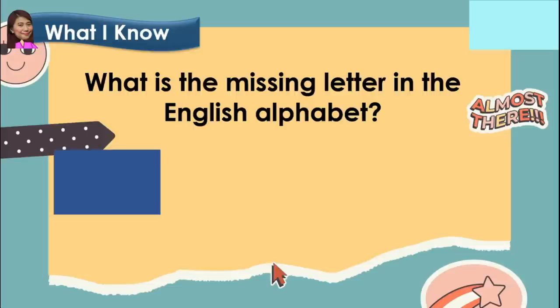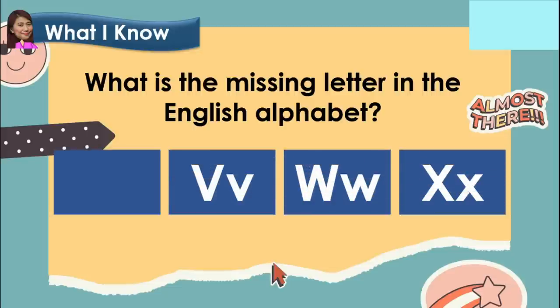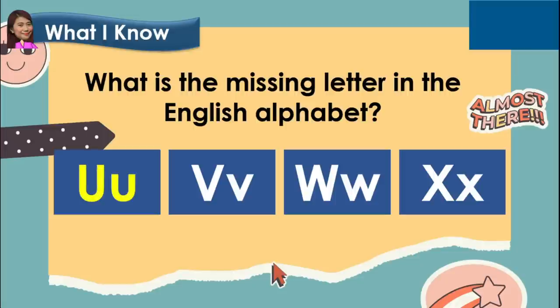Next one, blank, V, W, X. What is the missing letter? And the correct answer is U. U, V, W, X.